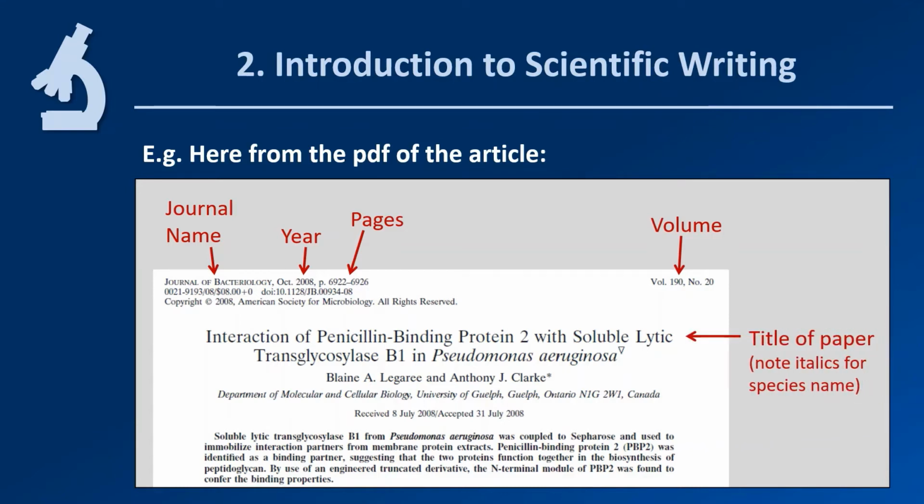There's the title, and notice in this case they did it properly in that they put the genus and species name of the organism in italics, so that's proper. There's the name of the authors. You can see our full names, not our initials, and then there's also an abstract, which is of course the summary of the paper.